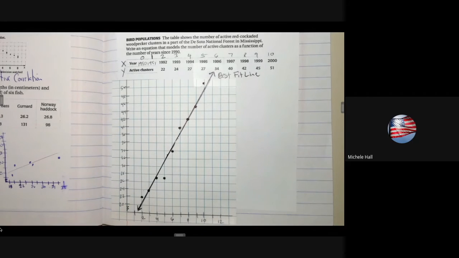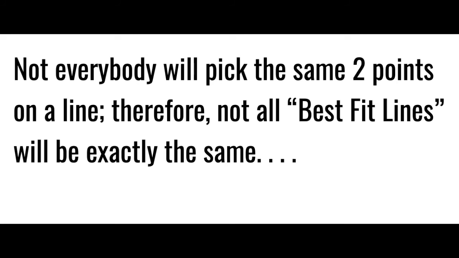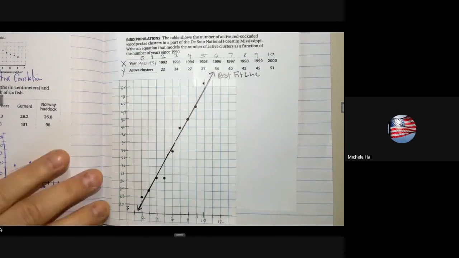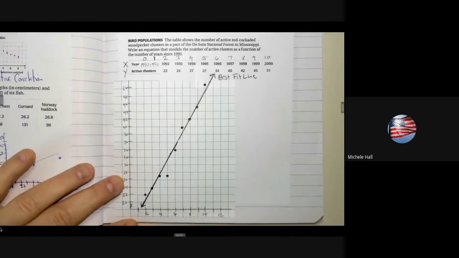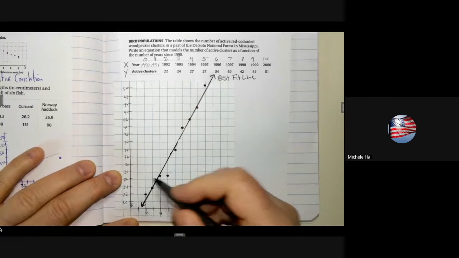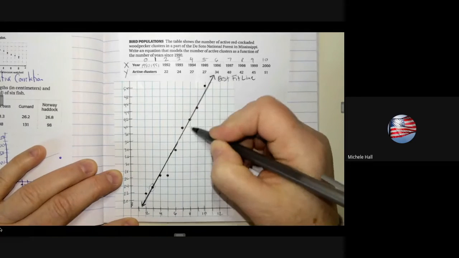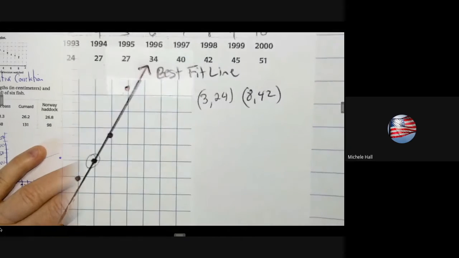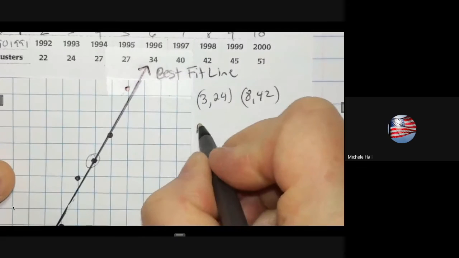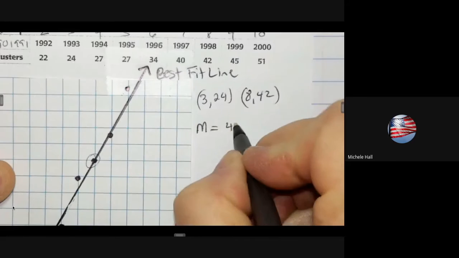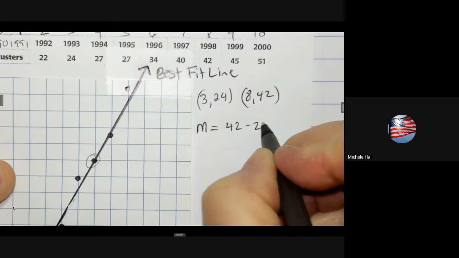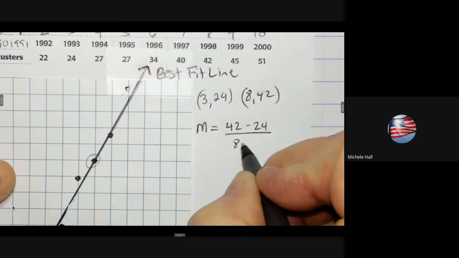We're going to pick 2 points that are on the line, and then we're going to write an equation of that line. Let's go with the points 3, 24 and 8, 42. The first thing that we need to find is our slope. Subtracting our y values over subtracting our x values.